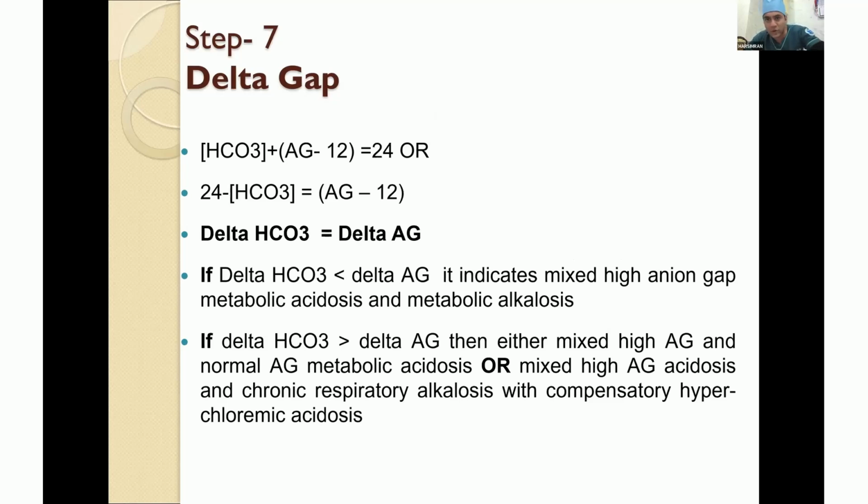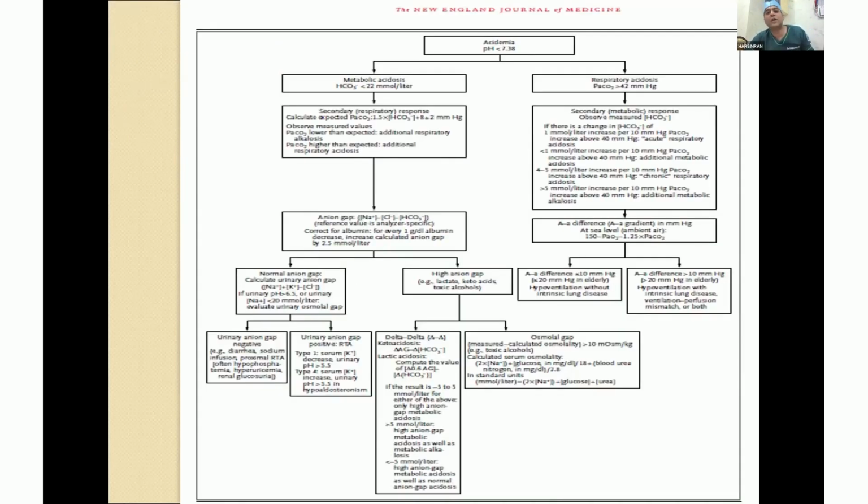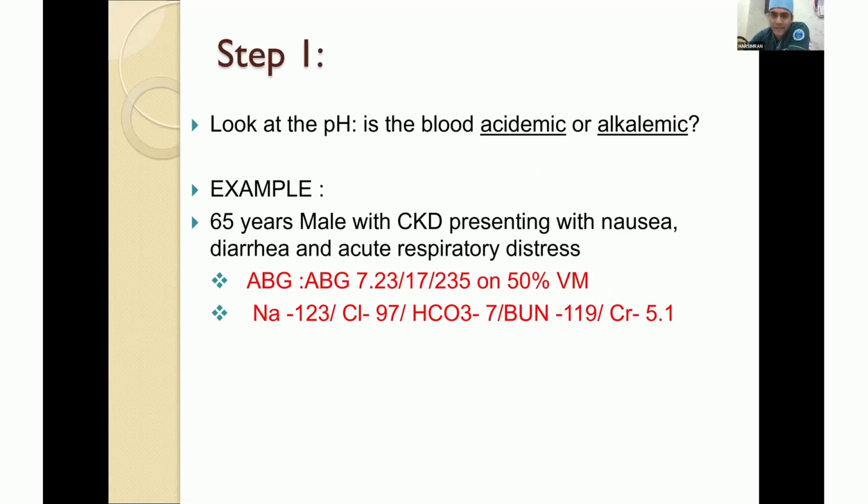The last step I'm not going to discuss because again it's beyond the scope. So this is how we normally interpret an ABG. Now looking at an example of how to interpret an ABG. Look at the pH in the blood. This is the first step: is the patient acidemic or alkalemic? For example, a 65-year-old male with CKD comes to us presenting with nausea, diarrhea, and acute respiratory distress.